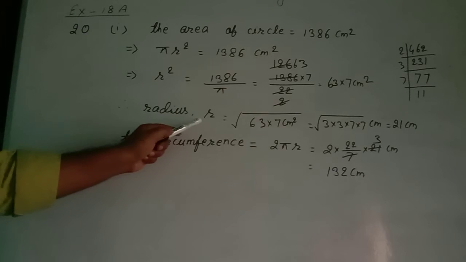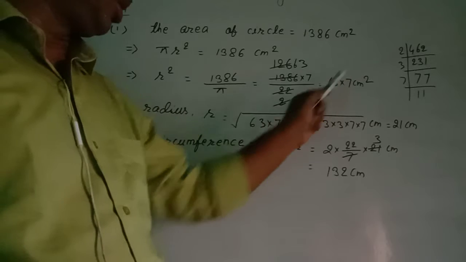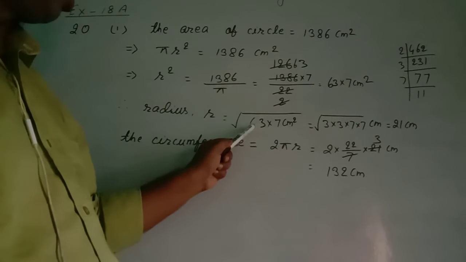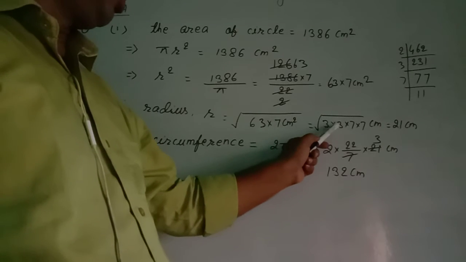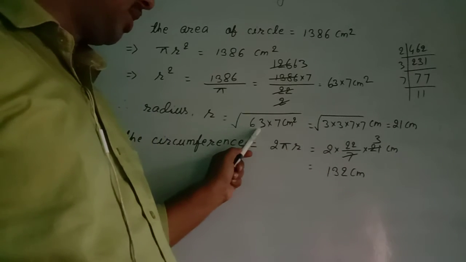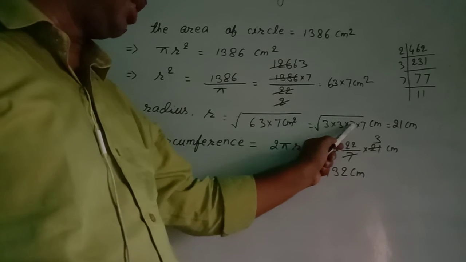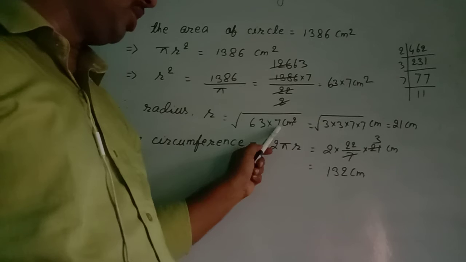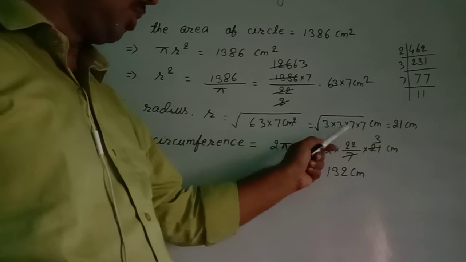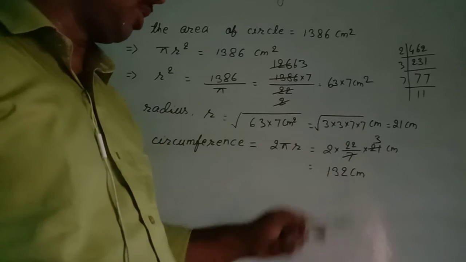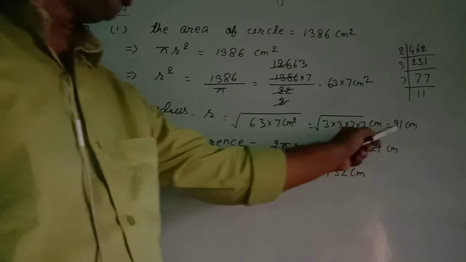So radius r equal to, as we remove square from here, square root will come. So r equal to square root of 63 into 7 centimeter square equal to 3 into 3 into 7. We can write this 63 as 3 into 3 into 7, because 3 3s are 9, 9 7s are 63, and one more 7 is here, so I wrote here. Now from each pair we will take one out. So from this 3, one 3 came out. From this 7, one 7 came out. So 3 into 7 equal to 21 centimeter. So the radius of the circle became 21 centimeter.